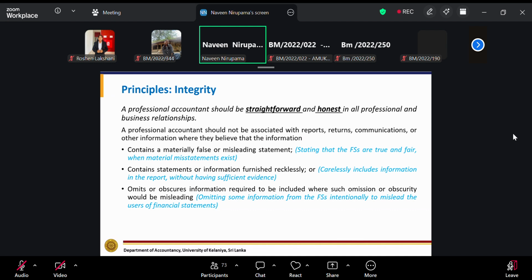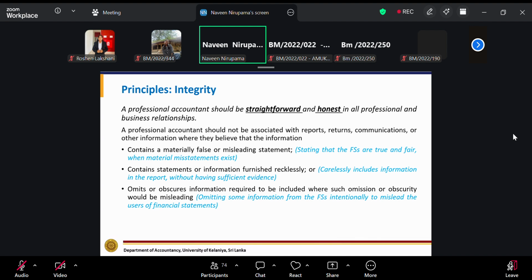As a professional, he should follow the fundamental principle of integrity. That means if there is no sufficient evidence to provide the current status of the financial position or any other information, they should not provide incorrect or wrong information. He or she should not do that kind of thing.